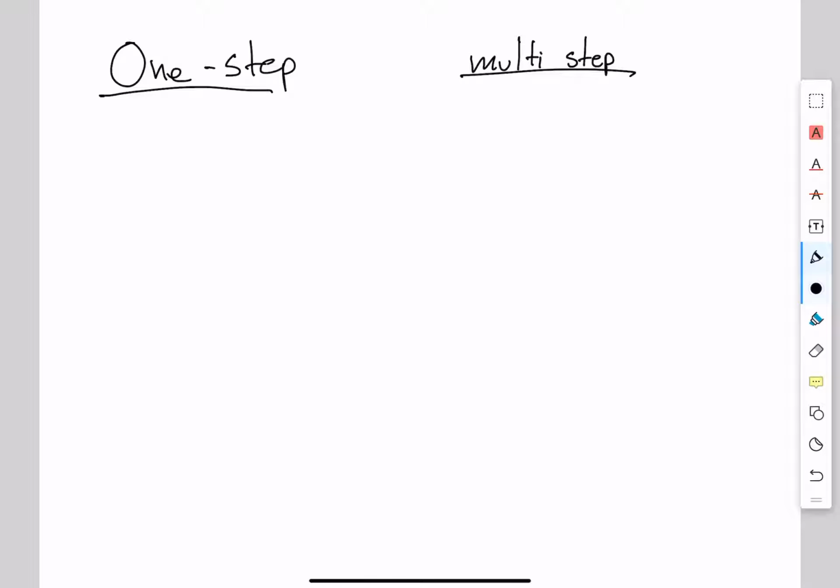First step of our review is solving equations, one step and multi-step. One step, you're going to have things like x plus 3 equals 7, for example. And then in this case, since we're adding 3, we need to find the opposite step to undo. So in this case, we'd subtract 3 from both sides, which would give us x equals 4.